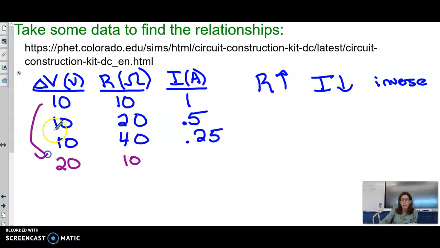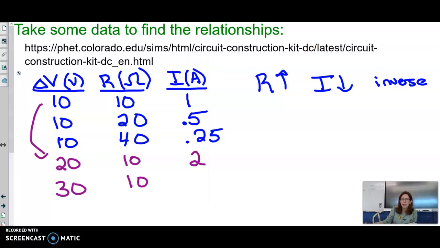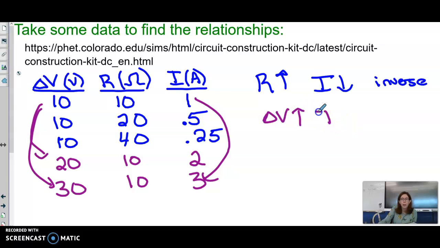So I have doubled my potential, keeping the resistance the same from this first line, and I see that I have doubled my current. So now I'm going to try tripling the potential difference. Again, I'm not changing the resistance, I'm changing one thing at a time. So I am going to triple the voltage of the battery, or the potential difference. And you can see that when I triple it, I end up with a current of 3. So as expected, when I tripled the voltage, I also tripled the current. So when the voltage goes up, the current also goes up, and that is a direct variation.